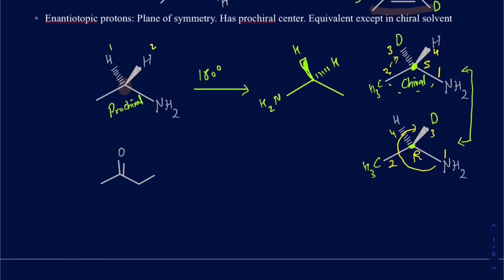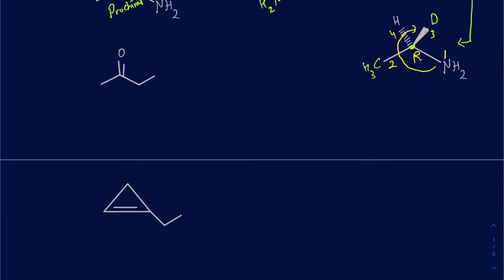Well, for the most part, you're going to be using a chloroform D or a methanol D, and those are not chiral solvents. So you're going to be seeing those enantiotopic protons to be equivalent. Anytime you use chiral solvents, that's when they're not going to be equivalent and they're going to have different chemical shifts. Let's look at this next one here.